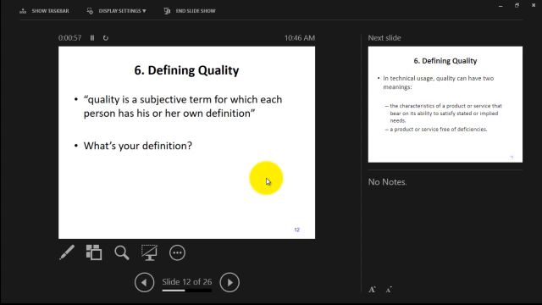Quality is a subjective term for which each person has his or her own definition. I can ask you, what is your definition? Tell me, what is quality of the product? Definitely some of you will answer it is customer satisfaction, and someone will also tell this is conforming to units, like if there are dimensions and the product dimension must be within certain tolerances, quality limits. It must not violate the dimension limit, otherwise it will be defective.